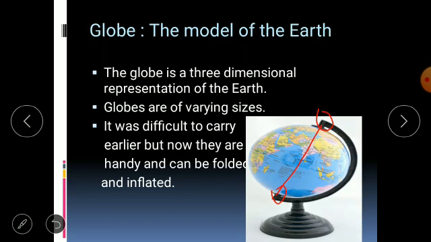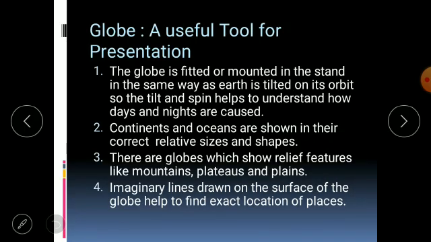Earlier, it was very difficult to carry globes around, but now they can be folded and inflated. Inflated means they can be filled with air, and so this way they can be easily carried around. Now, as the globe is fitted in the stand in the same way as the earth is tilted on its axis, it represents the correct shape of the earth and helps to understand how days and nights and seasons are caused. It shows the correct size and shape of different continents and oceans.